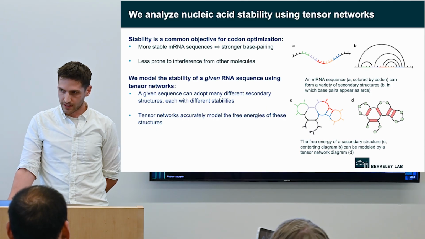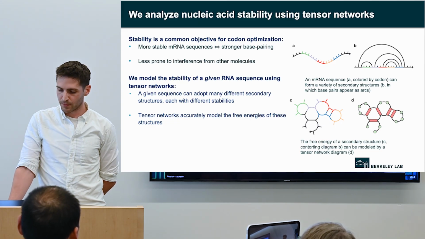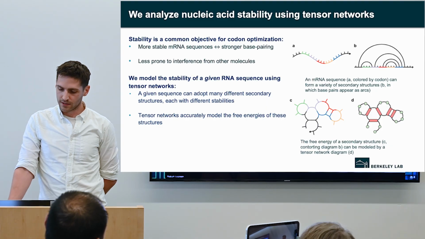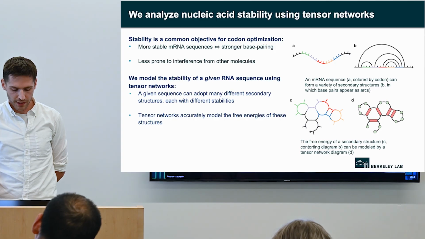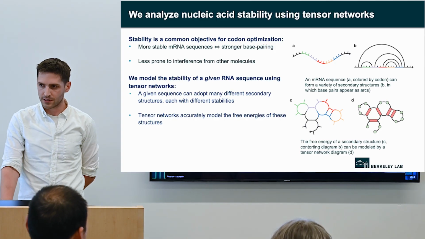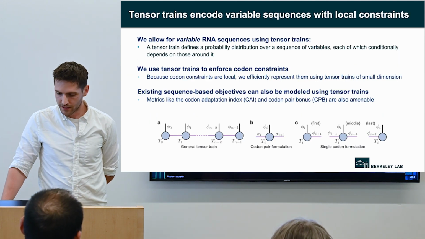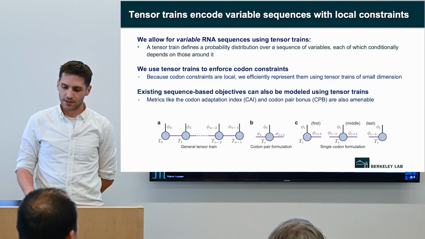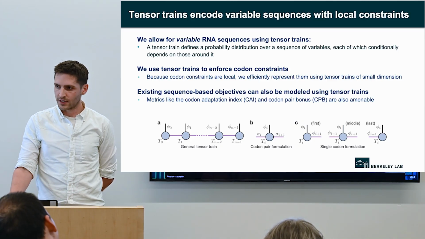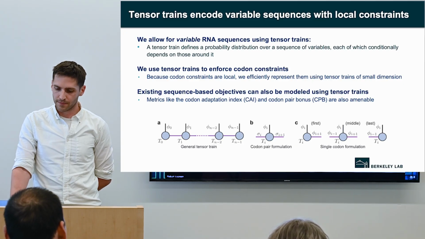And then for this individual secondary structure, we can model its stability in a very natural and appealing way using tensor networks. So here, the diagram on the bottom right is a tensor network. Contracting that tensor network gives the free energy of the structure on the left. So we've demonstrated in past work that tensor networks can accurately model these free energies, all for a given RNA sequence. But we want to move to this different application in which we design RNA sequences. So here the RNA sequences are really variables. And at the end of the day, we want to choose a single RNA sequence using our algorithms.